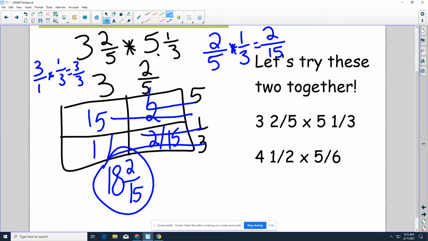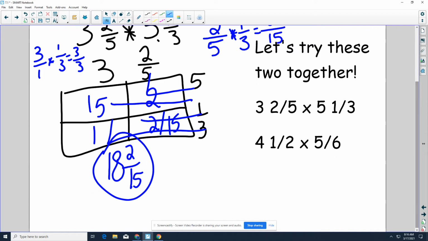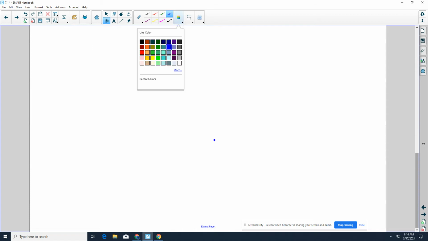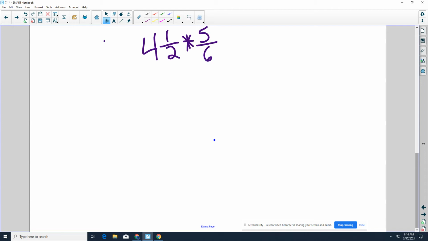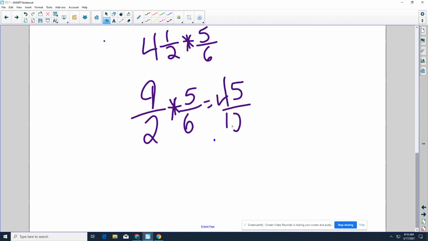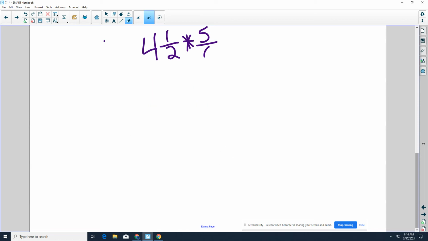So let's look at one more here. So we're going to do 4.5 by 5/6. So 4.5 multiplied by 5/6, and I get 9/2 multiplied by 5/6, and I get 45/12. Now, I didn't actually use the area model there though, but let's go back and do the area model now. So I was showing you quickly another way. We'll actually work on that in the next lesson.